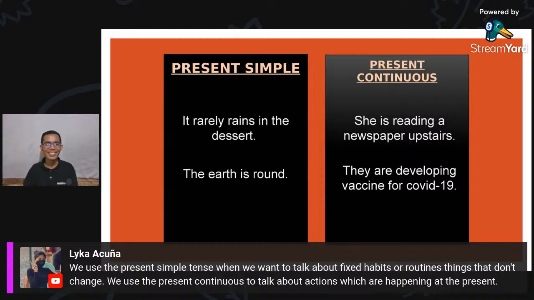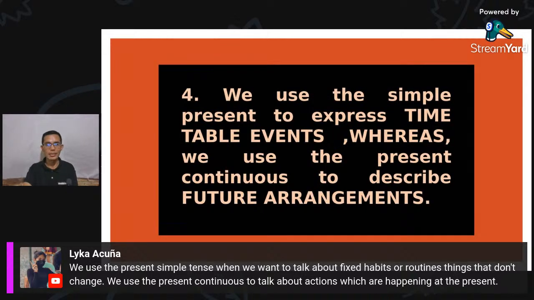Okay? Sige, next. Let's go now to our fourth difference. I said, apat lang yung i-discuss natin na difference about the present simple and the present continuous. So ito po ang last natin. So we use the simple present to express timetable events, whereas we use the present continuous to describe future arrangements. Ano ibig sabihin nito? Ginagamit natin yung simple present tense kapag kinukonsider natin yung timetable, ibig sabihin scheduled yung mangyayaring action. Okay? Schedule. So we talk about date.